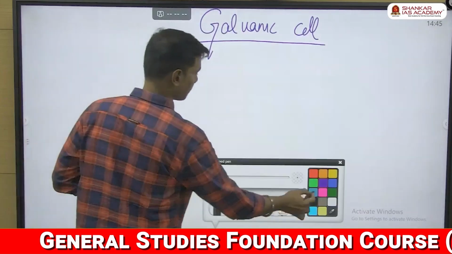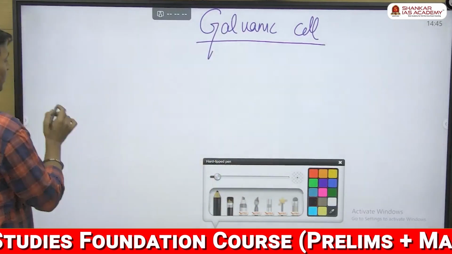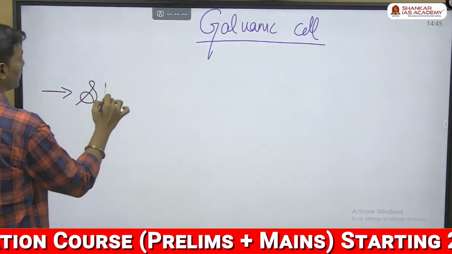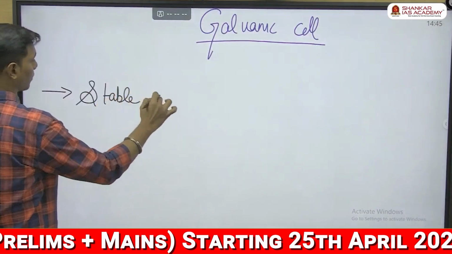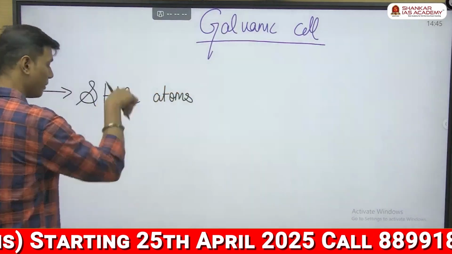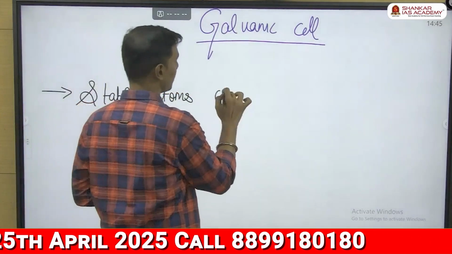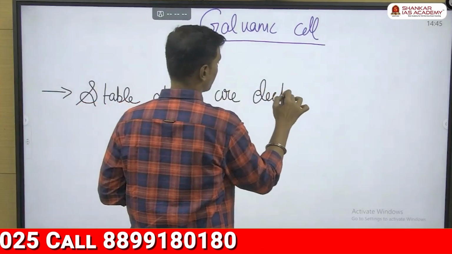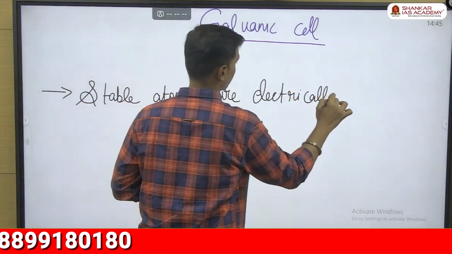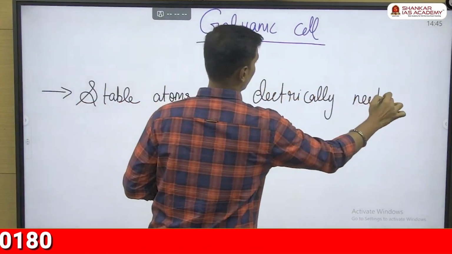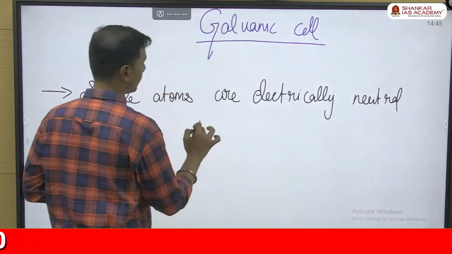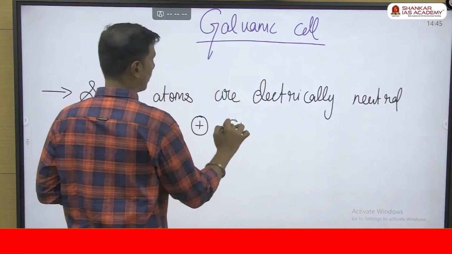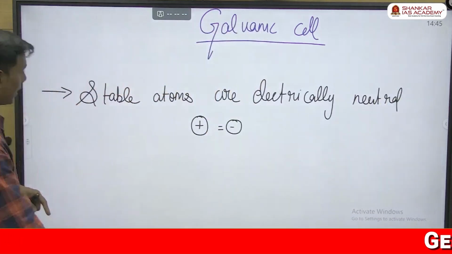There are certain basic things that you should have in mind when you learn about cells. First is stable atoms. I've already written it multiple times, but we are repeating it here. Stable atoms are electrically neutral. What does this mean? Stable atoms being electrically neutral means the number of positive charges equals the number of negative charges.